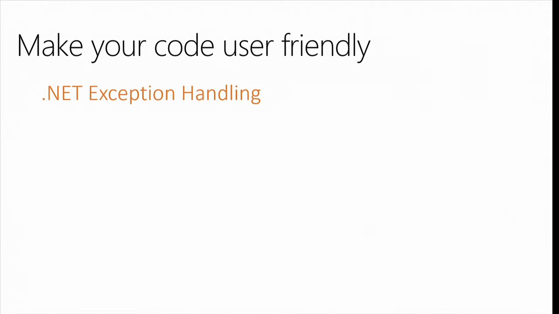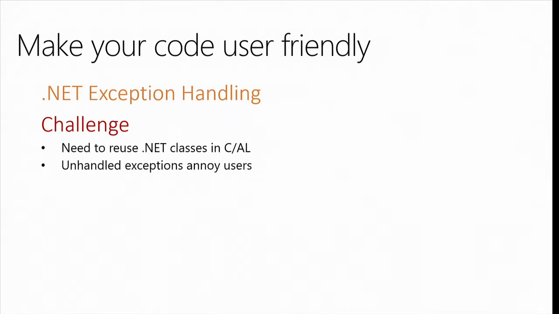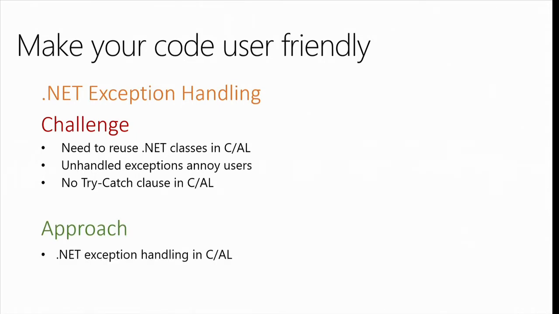We tend to use .NET classes, different .NET classes, because they offer us some features that we don't necessarily have today in C/AL. But if something goes wrong with using one of the classes, we get an exception back. Exceptions are very detailed when it comes to error messages, and they're ugly and annoy users. Then we need to handle that. But we don't have the luxury of using a try-catch in C/AL yet. Then how can we handle the exceptions?